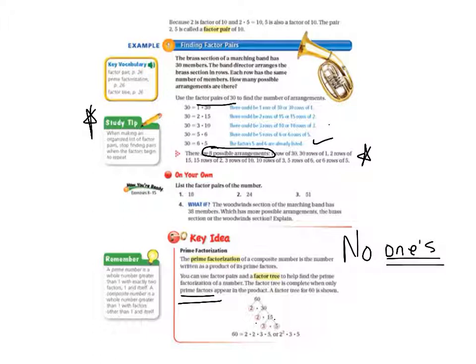So when you have only circled numbers left, you know that you have reached your prime factorization. So 2 times 2 times 3 times 5, or 2 to the second power times 3 times 5 equals 60. That is your prime factorization.